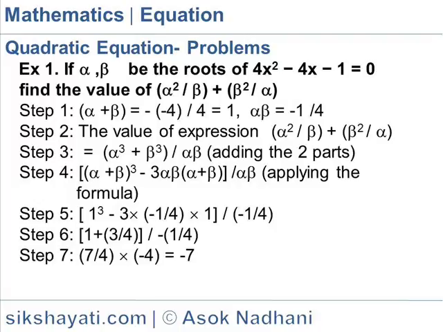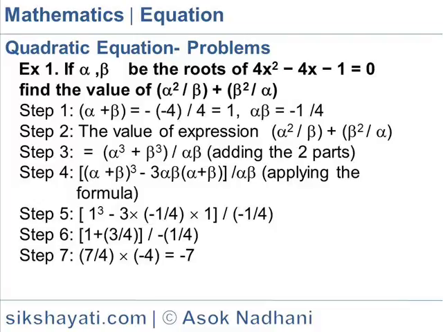So step 2, we get the value of the expression alpha square by beta plus beta square by alpha is equal to alpha cube plus beta cube by alpha beta, adding the two parts. So in the next step we get alpha plus beta whole cube minus 3 alpha beta into alpha plus beta, by alpha beta, by applying the formula. So in step 5 we substitute the value of alpha plus beta and alpha beta.